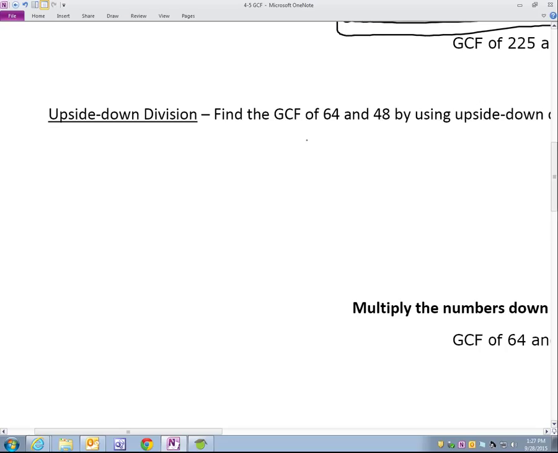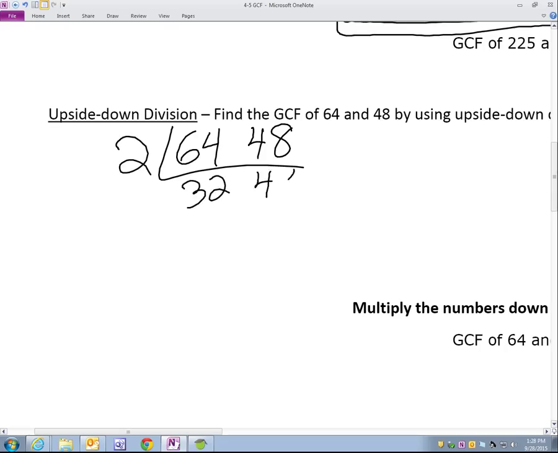All right. So the upside down method, remember that only primes can go outside the ladder, okay? Only primes can go outside the ladder. So we're going to do 64 and 48. Now this method here is the fastest way to do it. I'm thinking of least common multiple. I like this one the most. I'm going to take a... is that divisible by 3? No, it is not. So I'm going to use 2, 32, and 48, or we could do 4, yeah. But 4 is not prime, so we can't put it up there.